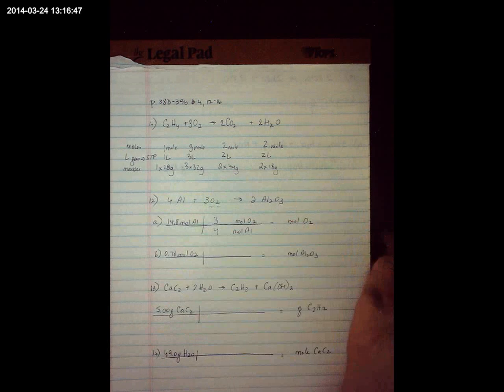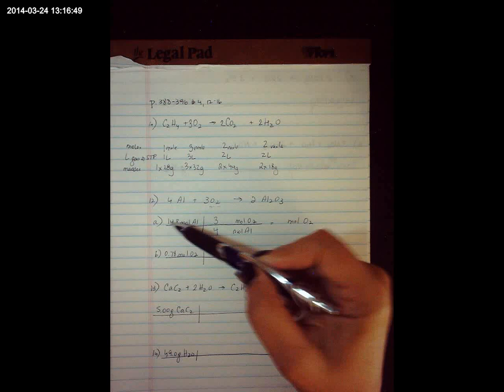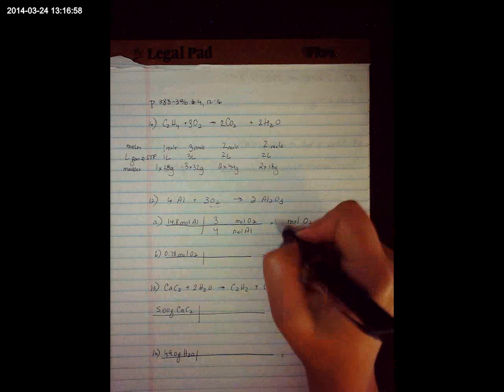Then I'm going to take my calculator and do 14.8 times 3 divided by 4, and I'm going to round my answer to significant figures just like the given. The answer that I get is 11.1.